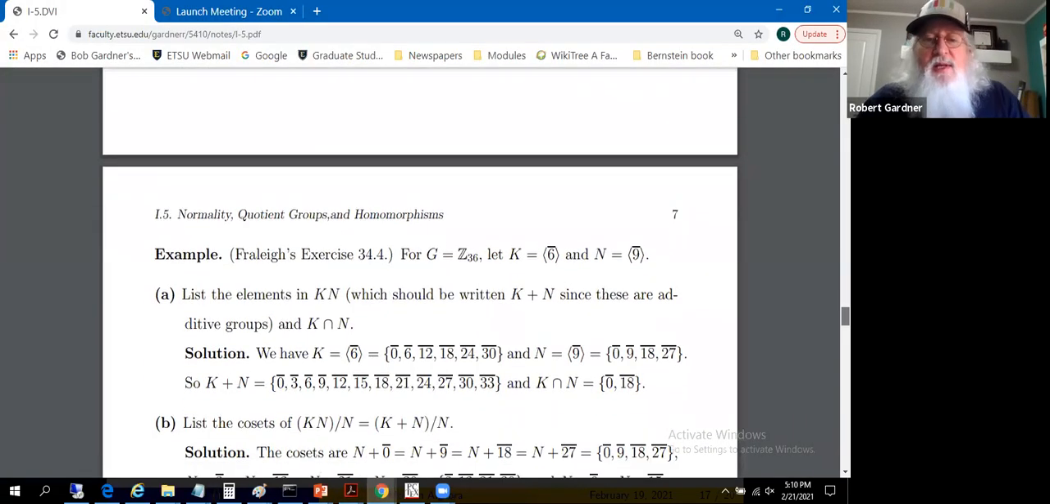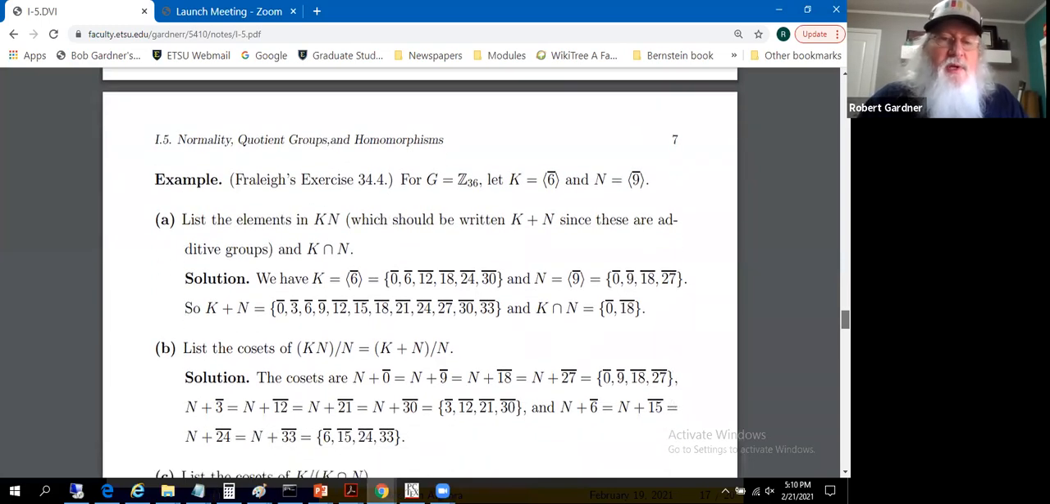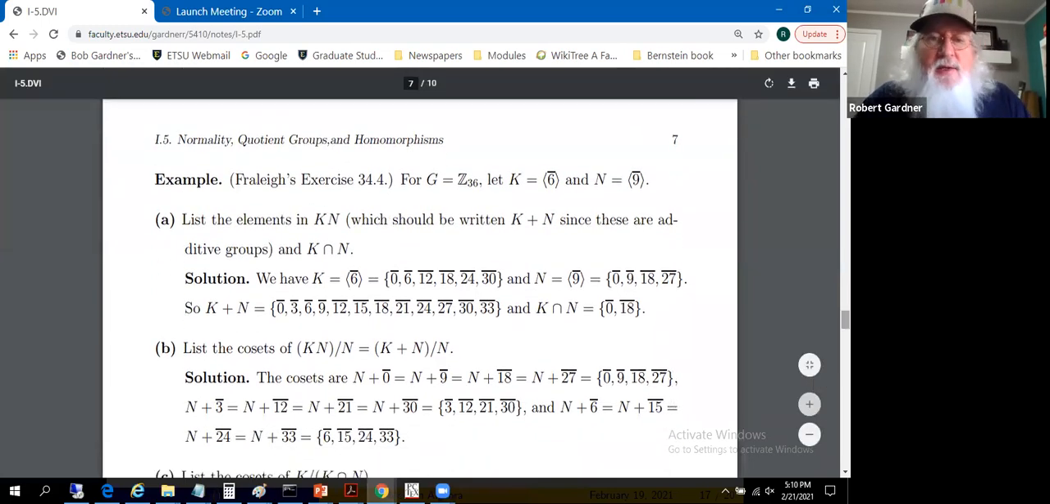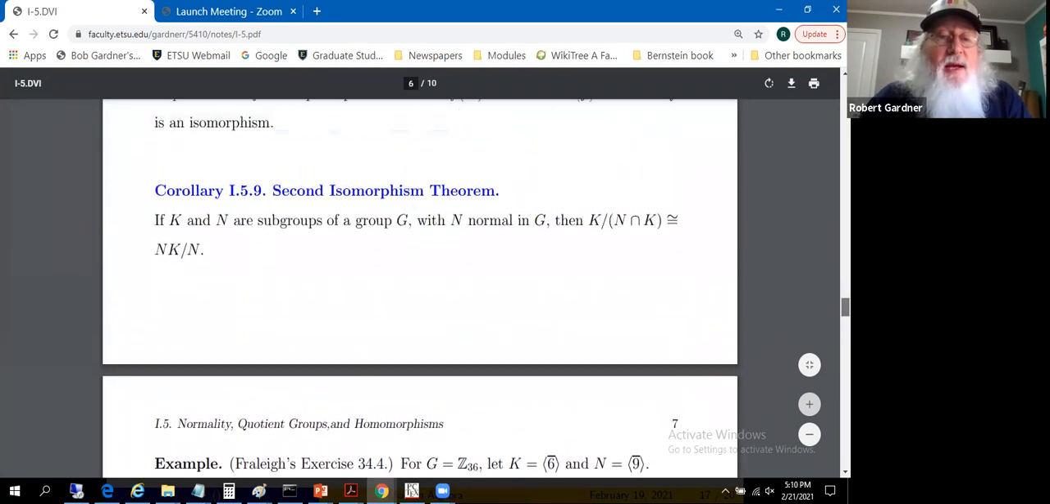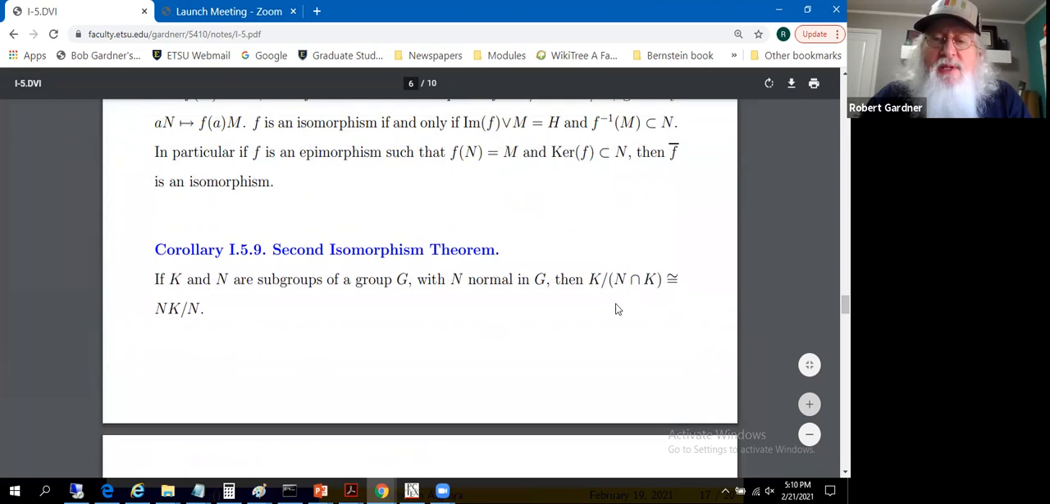Okay, let's look at an example. Let's go through this, maybe not in great detail. This is actually an exercise out of Fraleigh's book. And let's pick a group G and two subgroups, K and N, and let's illustrate the second isomorphism theorem. In particular, let's see how these elements of this quotient group are mapped to those elements of that quotient group.